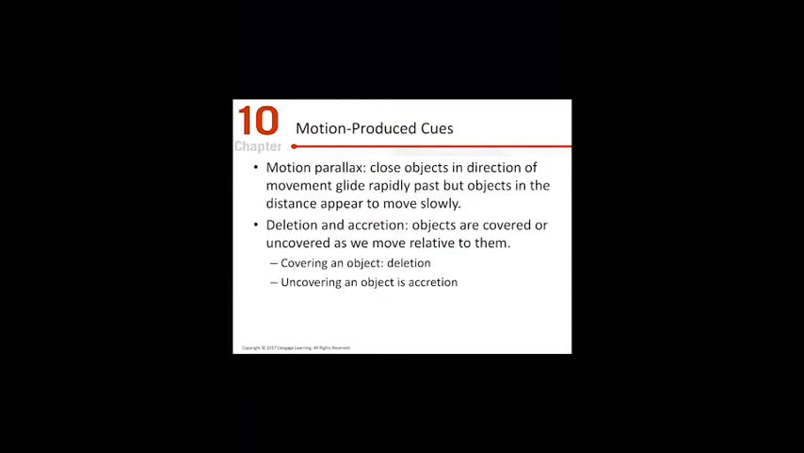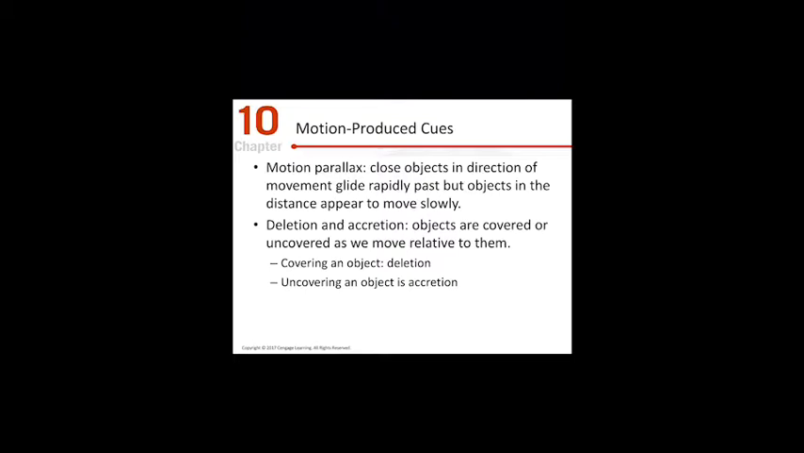Now let's talk about motion-produced cues. Motion parallax is one of the most important sources of depth information. This is where close objects in the direction of movement glide rapidly past, but objects in the distance tend to appear to move more slowly. You can see this as you're traveling in a car, for example, where everything in front of you is moving at a different speed than objects in the distance.